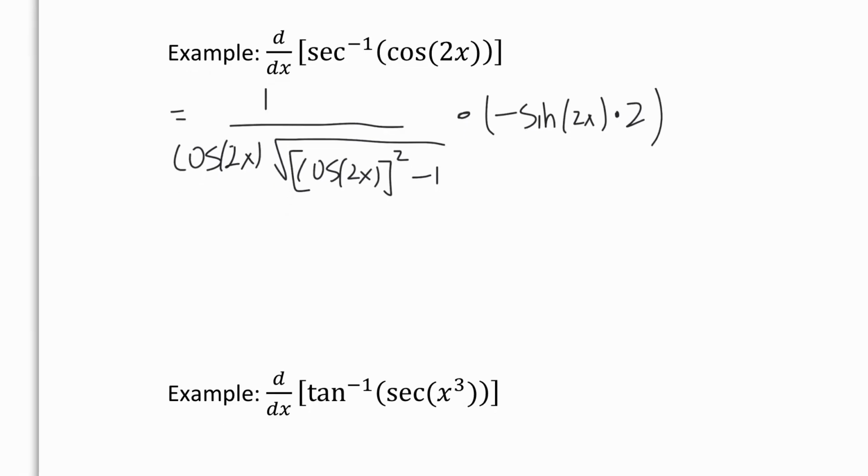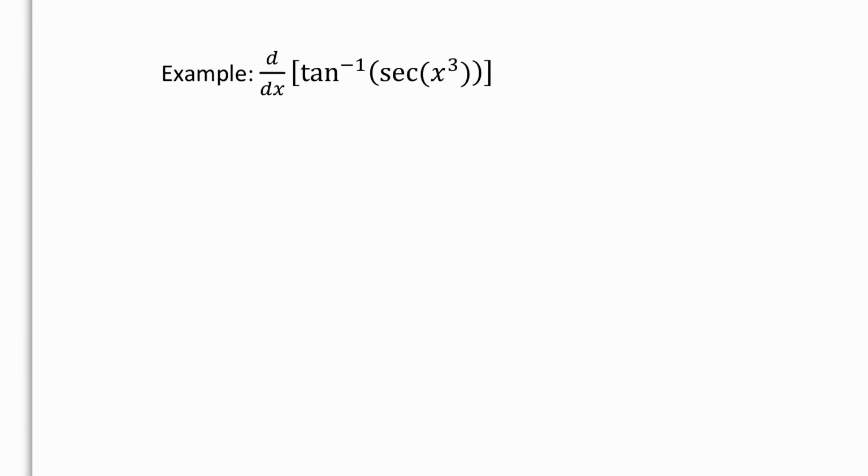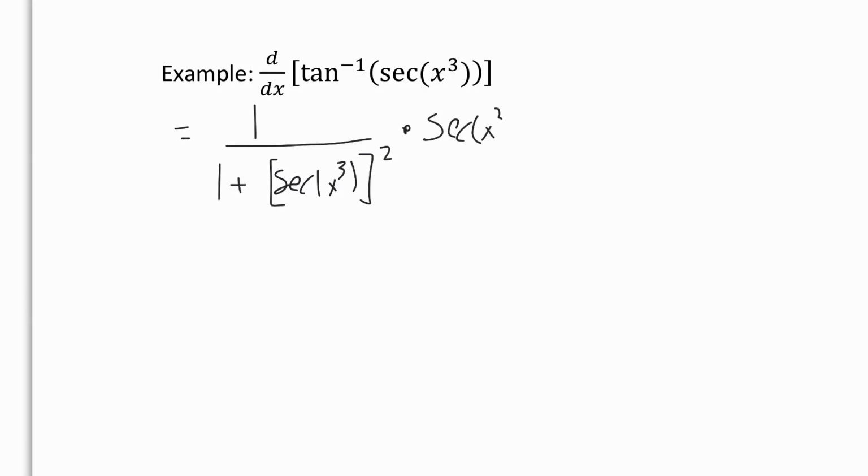Let's try a tan inverse question: the derivative of tan inverse of secant of x cubed. Well, this one's a real doozy. We go ahead and do tan inverse, which is 1 over 1 plus x squared. So 1 over 1 plus secant of x cubed, squared. Then we multiply. The derivative of secant we know is secant tan. So we get secant x cubed tan x cubed multiplied by 3x squared. And we're done.